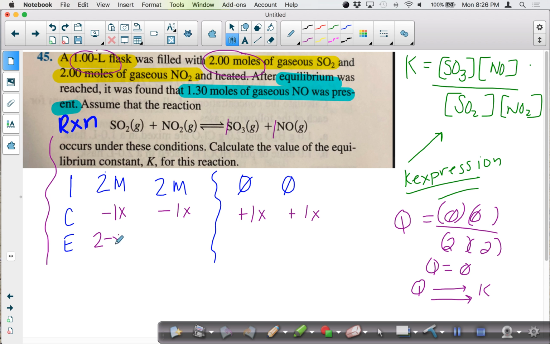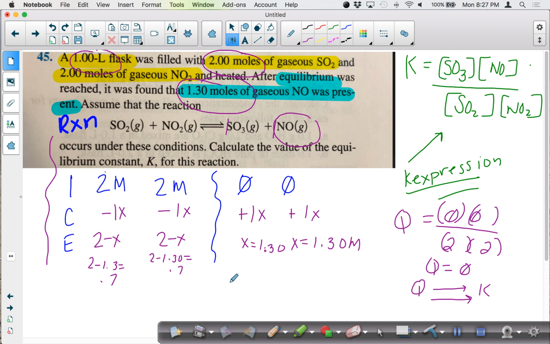So this would be 2 minus x at equilibrium, 2 minus x at equilibrium, 0 plus x, and 0 plus x. Once we have those values, we can plug in any other information that they give us, and I notice that they tell us that at equilibrium, we have 1.3 moles of gaseous NO, and it was a 1 liter flask. So that means that x is equal to 1.30 molar.